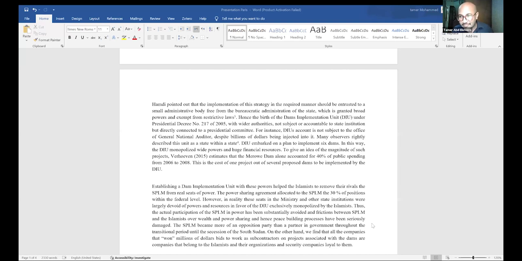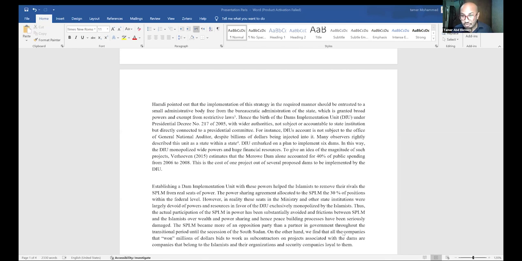It resembles somehow the RSF, and I hope you will do me a favor and let me come back to that resemblance later, because I can't go into it now. The Dams Implementation Unit embarked on implementation of six dams in this way, monopolizing wide powers and huge financial resources.